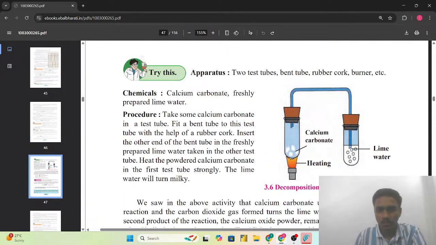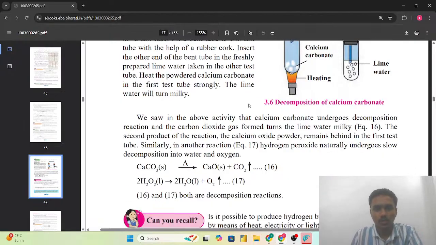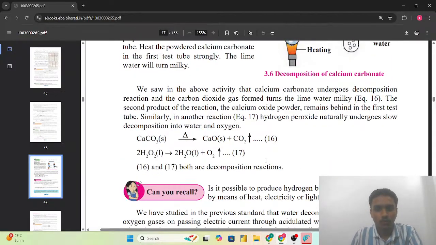Again, we are having the different experiments, and all these experiments you will be performing in your school lab. I will be more focusing on how these chemical reactions are written, how these chemical reactions are taking place, and how they are balanced. That is the major part.